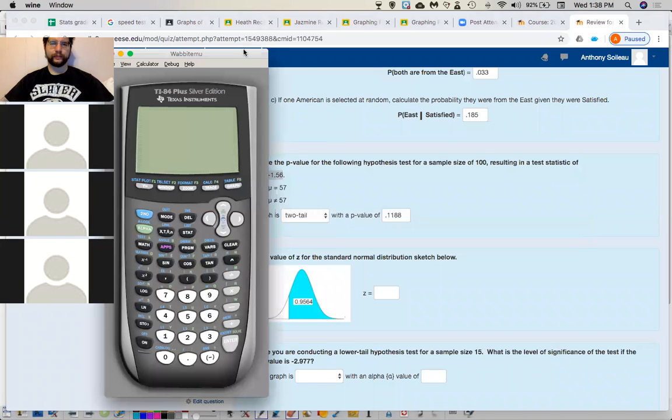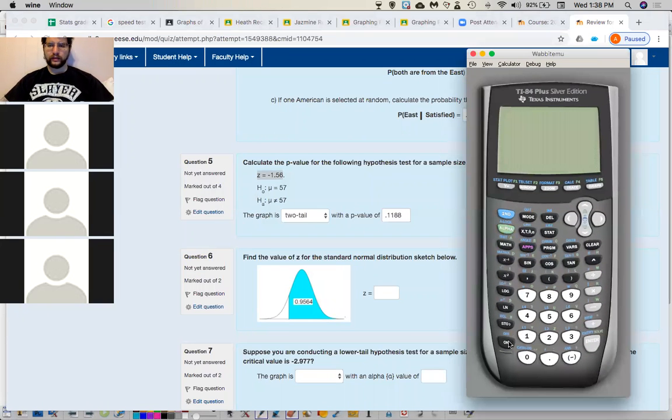I'll do it on the TI. So if you go to second var, that's where your distributions are. It's a normal distribution. Lower bound negative infinity, upper bound negative 1.56. Don't touch those other guys. And it'll give us that first value we found. If we double it, it's going to round to 0.1188.